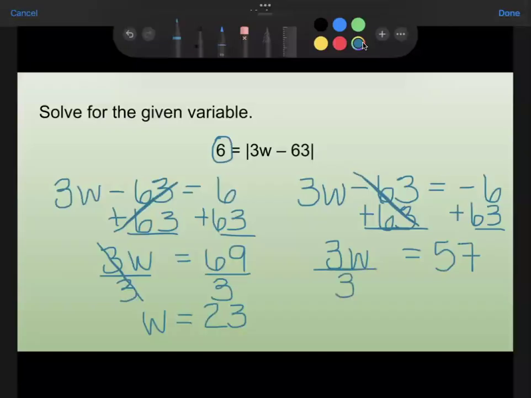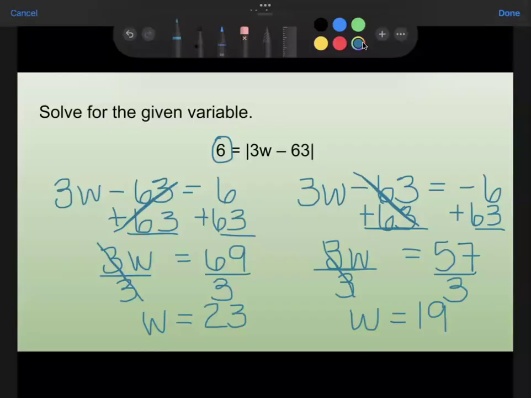Then I'm going to divide both sides by 3. That'll leave w over here. And then 57 divided by 3 is 19. So again, if you're a little rusty on dividing 57 by 3, check out a previous video I've done on dividing multi-digit numbers.